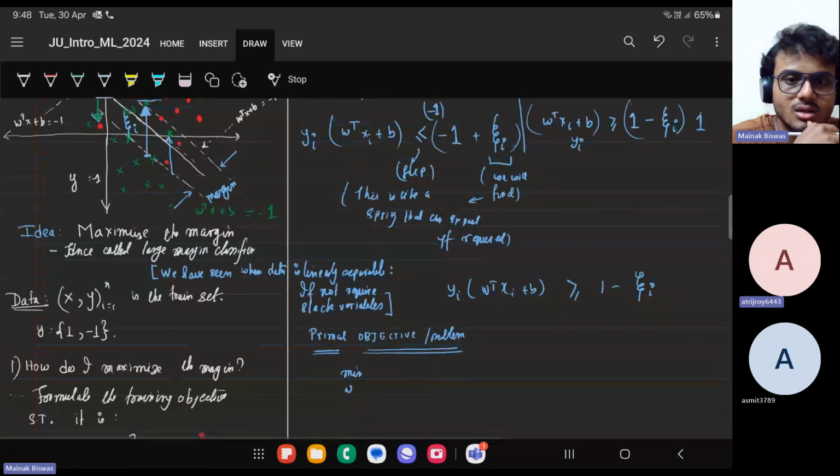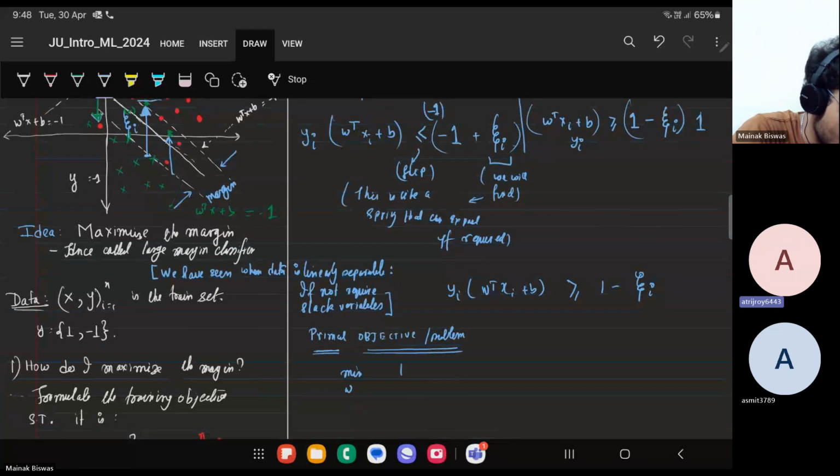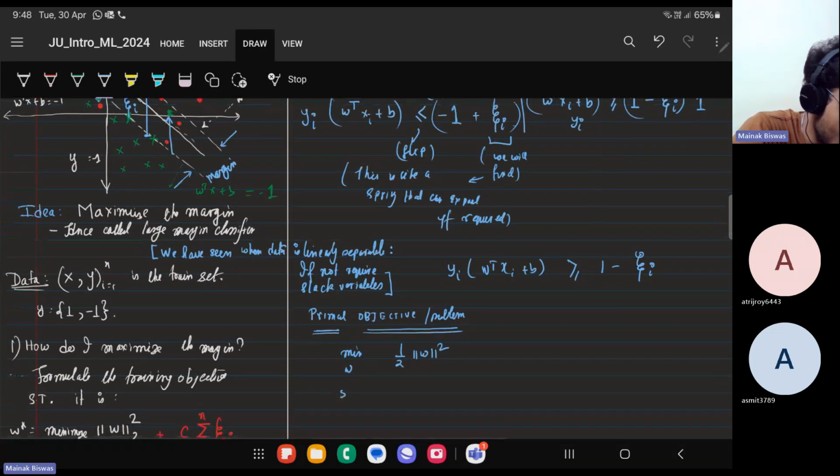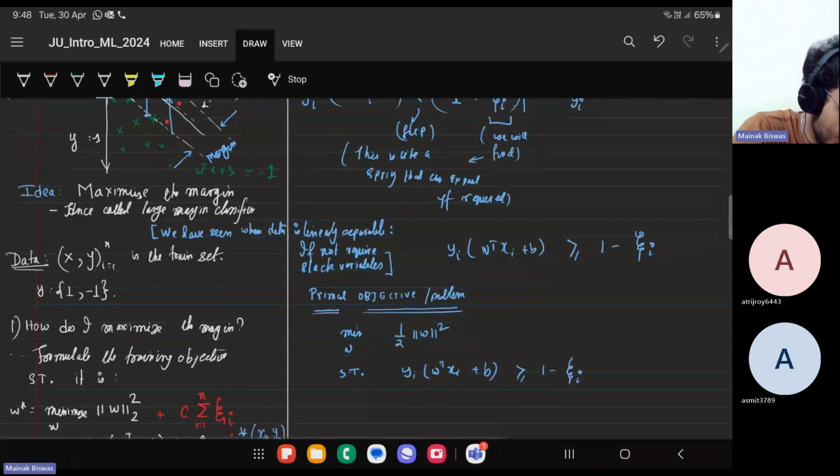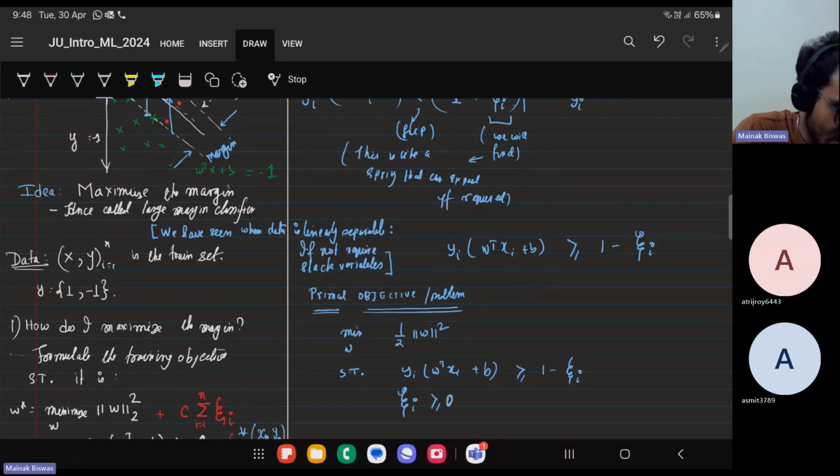Okay, means that the equation remains the same, only this part is added: minus xi_i. Subject to what are the constraints? This equation is a constraint, and xi_i is greater than or equal to 0. And xi is a constant, not xi. You mean xi, right?